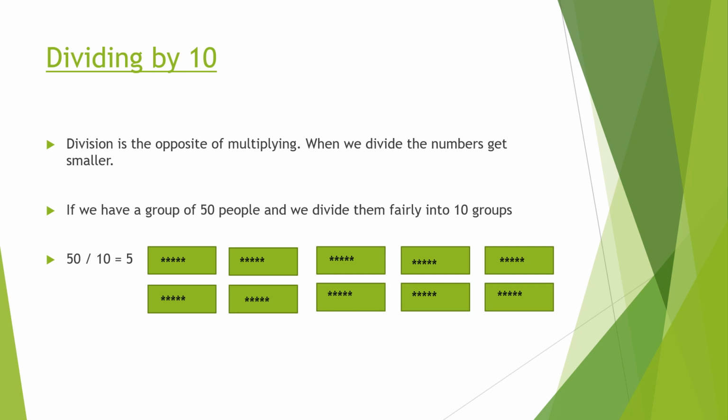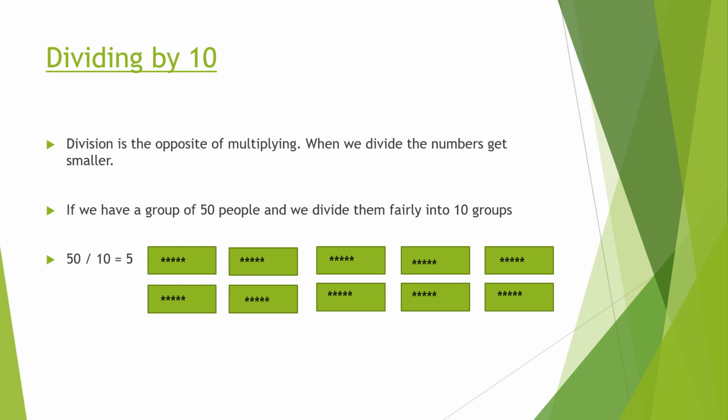Okay, so when we're dividing by 10, we need to remember that that's the opposite of multiplying. So when we're dividing, the numbers get smaller. So the example I have up on the screen for you is if we had a group of 50 people and we divide them equally, fairly into 10 groups, we've got 50 divided by 10. We're moving those one place to the right and we're dividing them into groups of 5.